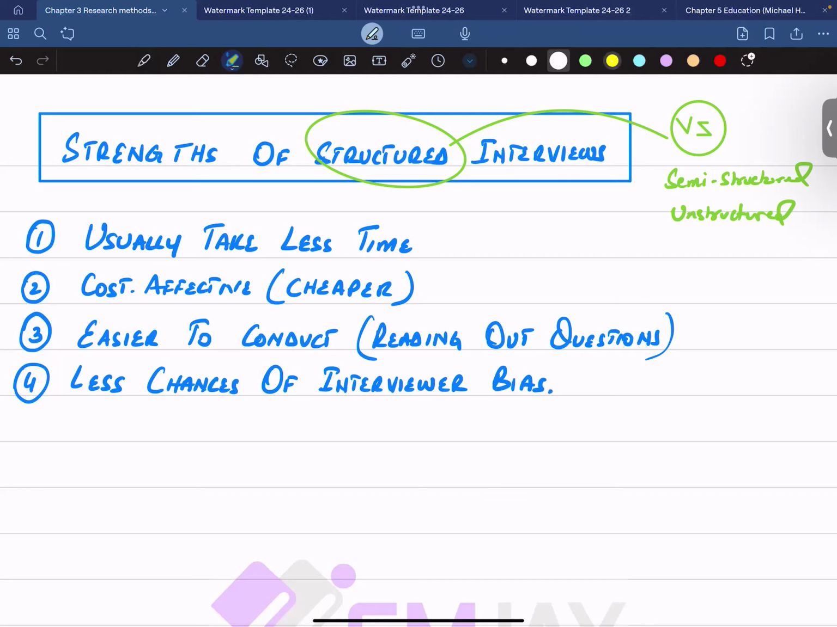Now, interviewer bias, or in other words, the possible effect of the interview situation on the participants' responses.